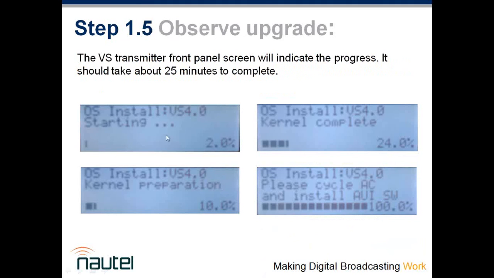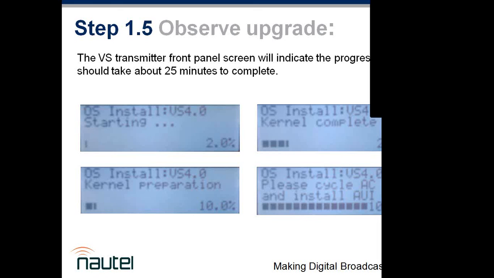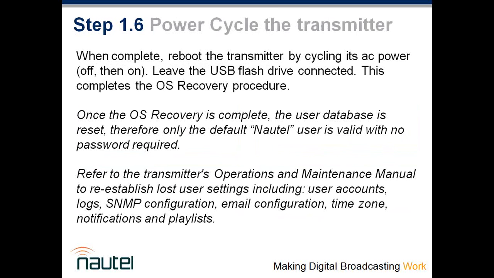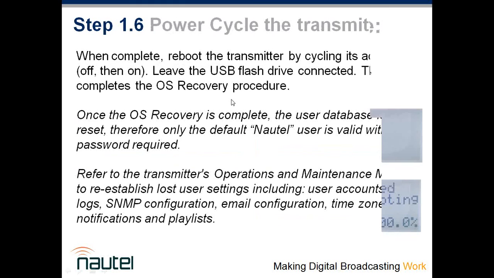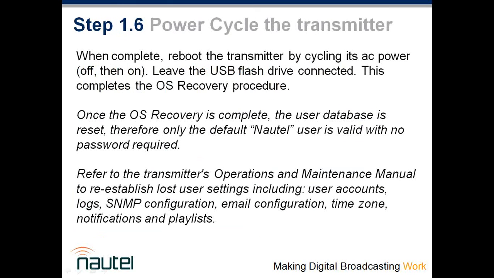And then it's going to go through some steps, and your eyes have not suddenly gone bad. Some of these screens are a little bit blurry, but that's the way it is. The VS transmitter on the front panel will indicate the progress of the upgrade. It should take about 20-25 minutes all told to do this OS upgrade. And it'll go through these various screens, and it'll tell you what percentage done it is. At this point, what it's really doing is reinstalling the operating system on the transmitter with a newer version of the Linux operating system. When that's complete, you reboot the transmitter by cycling the AC power off and then on. You only need to leave it off for a few seconds.